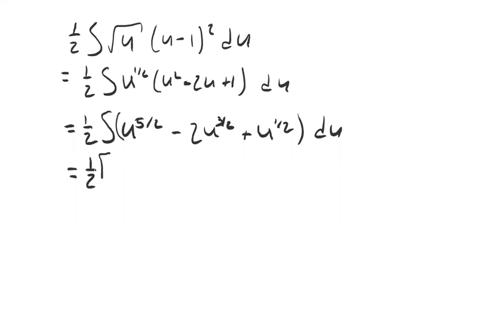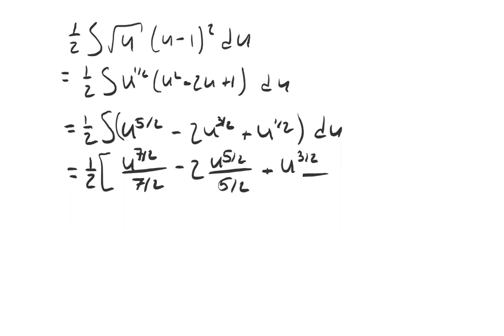So I have this 1/2 out front, and if I integrate all these, I'm going to get u to the 7/2 divided by 7/2 minus 2 u to the 5/2 divided by 5/2 plus u to the 3/2 divided by 3/2 plus a constant.